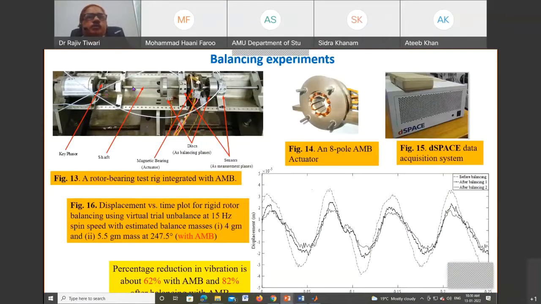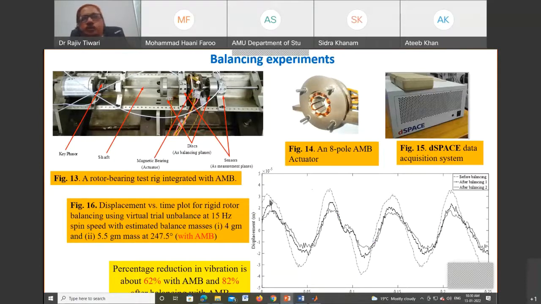This is a motor, this is the shaft. There were two bush bearings at the end of the shaft. There were two discs and the magnetic bearing was here. Here there are displacement measurement sensors at two locations, at one of the discs. Using this procedure, before balancing the vibration was this, and then after balancing, we tried two times, and both times the reductions were seen.